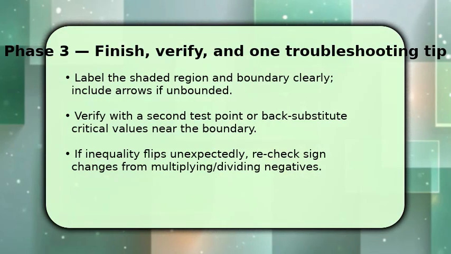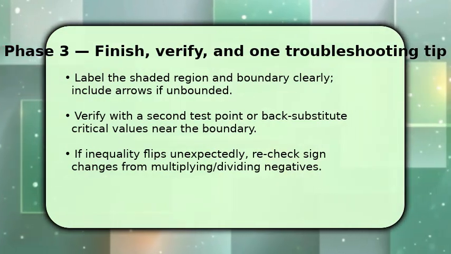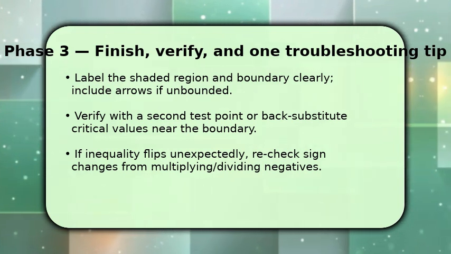Finish by labeling the shaded region and the boundary so your graph communicates the solution set. If the region extends beyond the axes, add arrows on the shading to show it's unbounded.